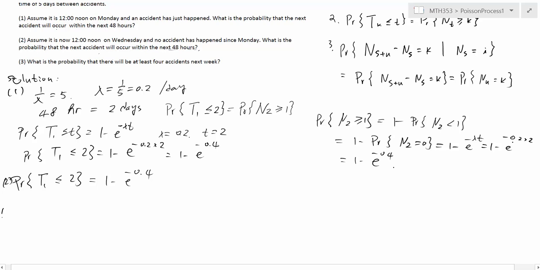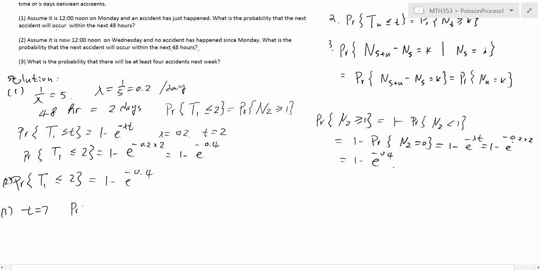So let's look at number 3. What is the probability that there will be at least 4 accidents next week? That means we have time 7, so t is equal to 7. That's the length of the period, and we want to know the probability there will be at least 4 accidents.